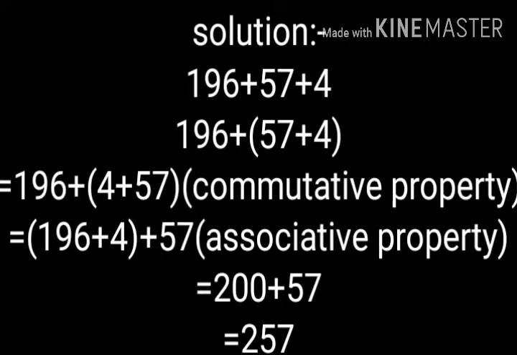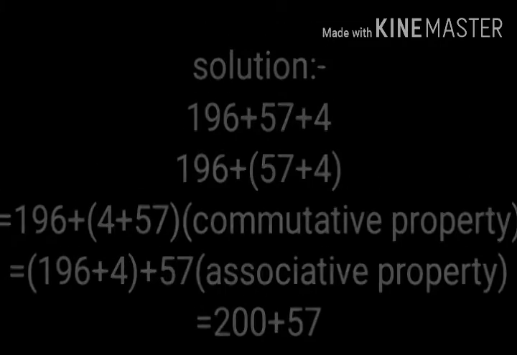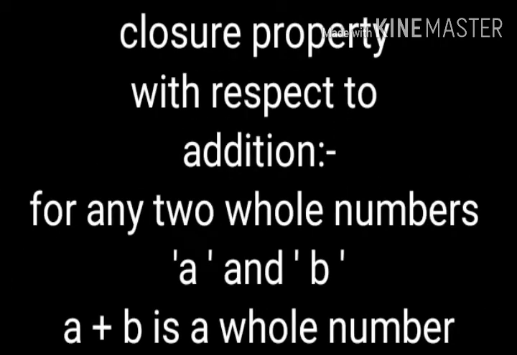Because a plus b plus c can also be written as a plus (b plus c), or (a plus b) plus c, we can write it in any other way. So that's why 196 plus (4 plus 57) can also be written as (196 plus 4) plus 57. That's why the answer is coming.